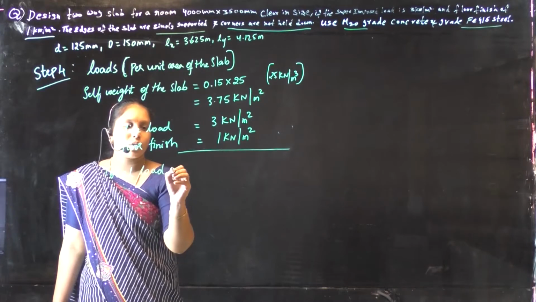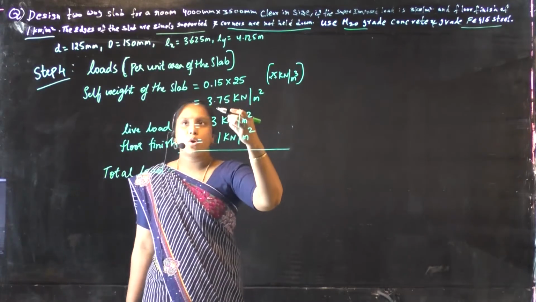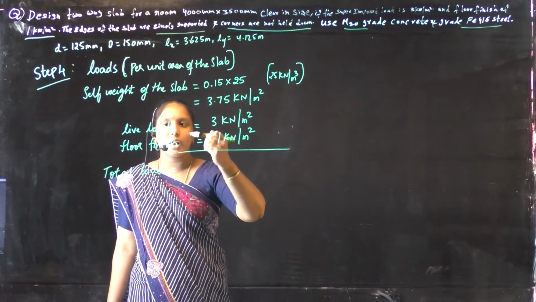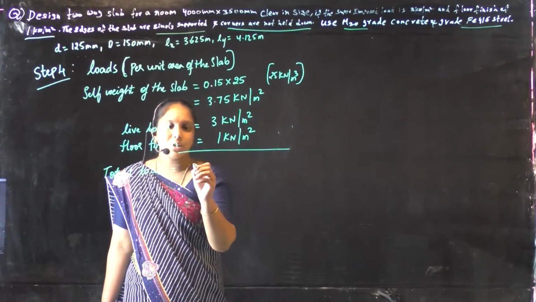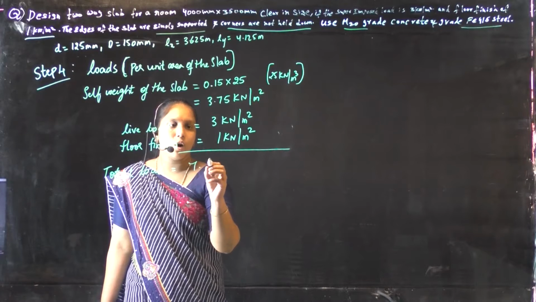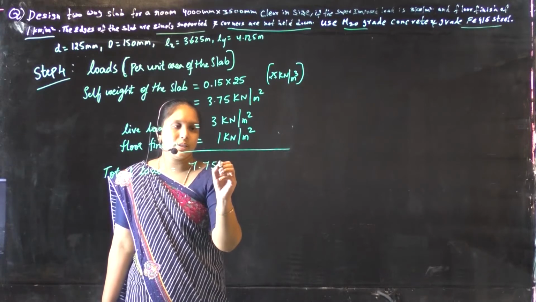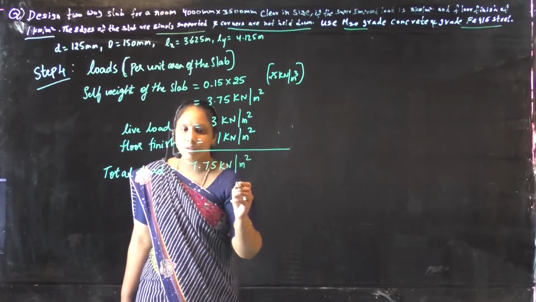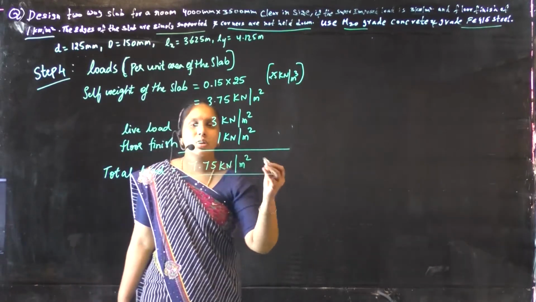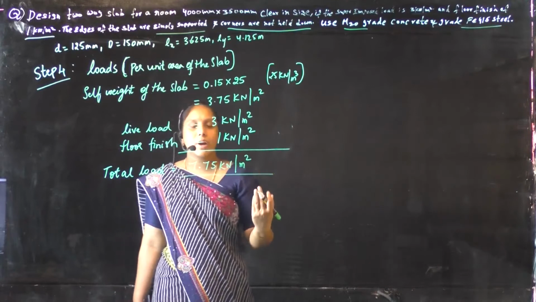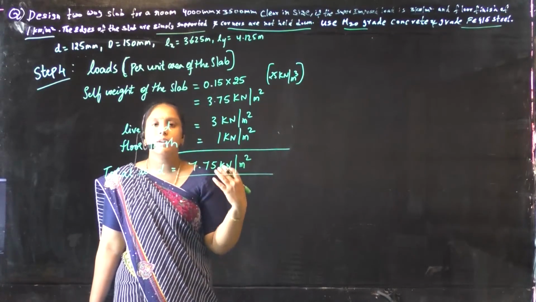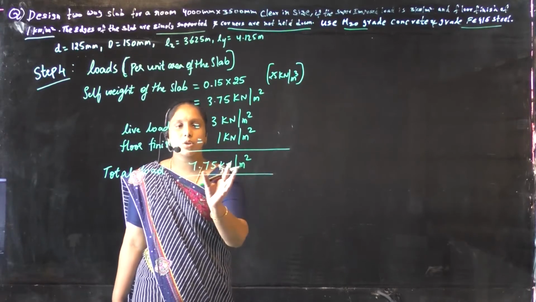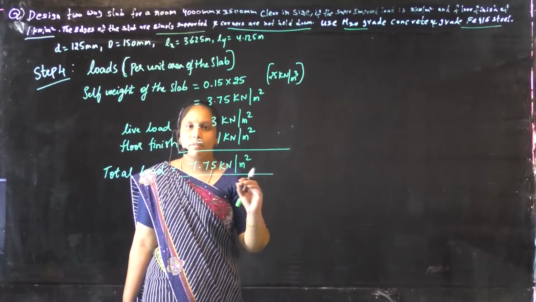So what will be our total load? The total load is the self weight of the slab plus the live load and the floor finish, which will give you a value of 7.75 kilonewton per meter square. So in the design, every time, what do we have to do? We have to consider the factored load. So we have to multiply the total load with a load factor.